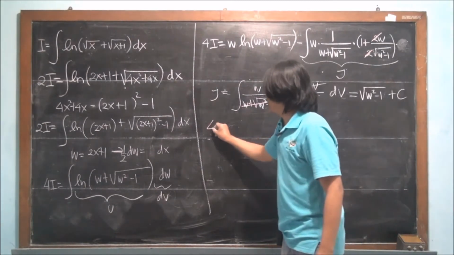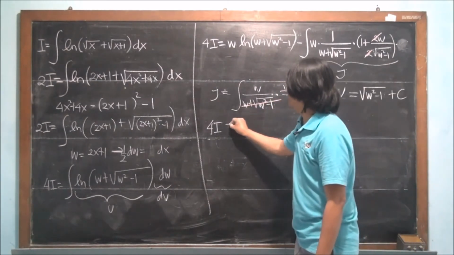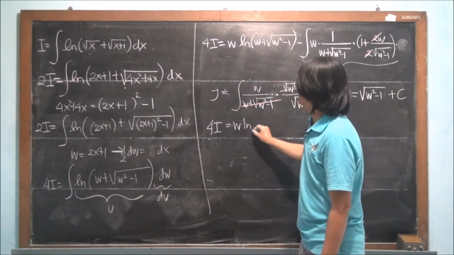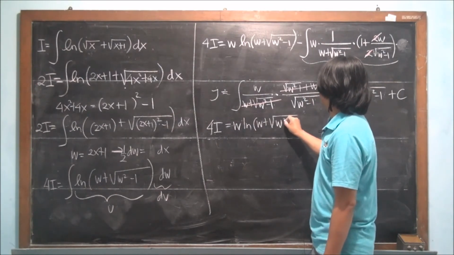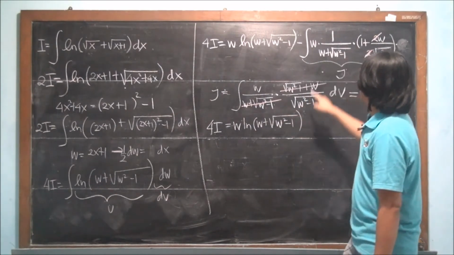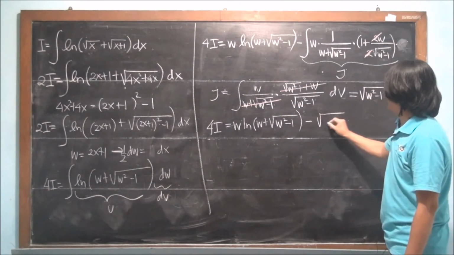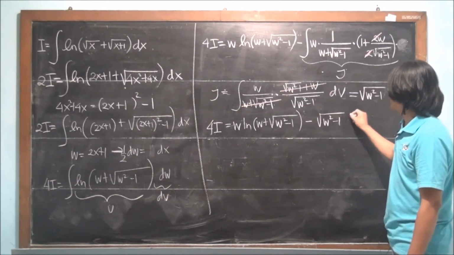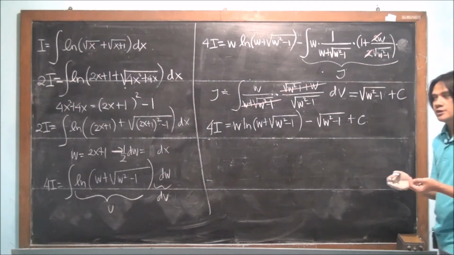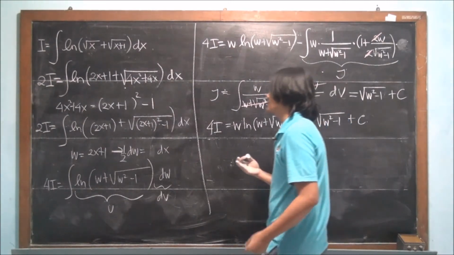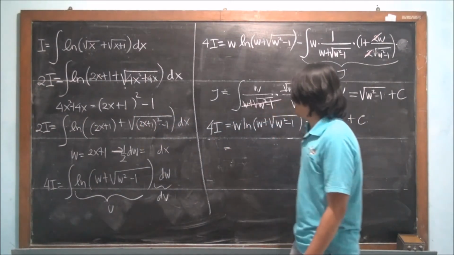Okay, so let's put everything together. So I is equal to w natural log of w plus square root of w squared minus 1, minus J, minus square root of w squared minus 1, plus a constant. So that's the answer, and we just need to rewrite everything back in terms of 2x plus 1.